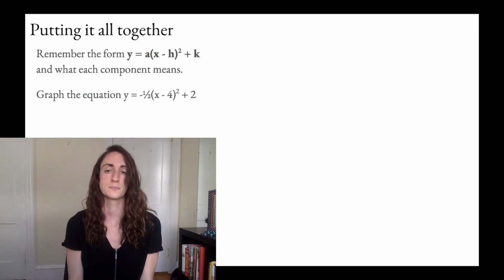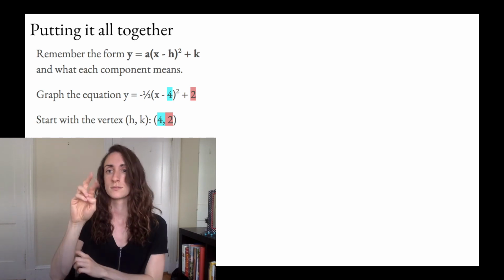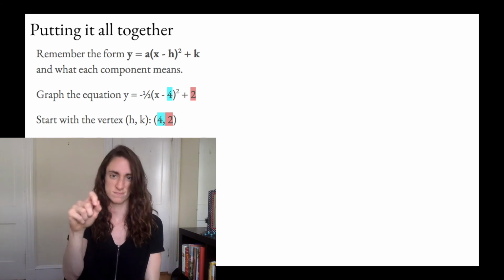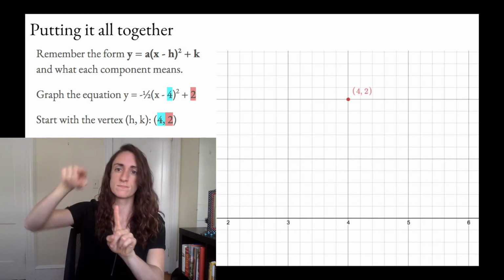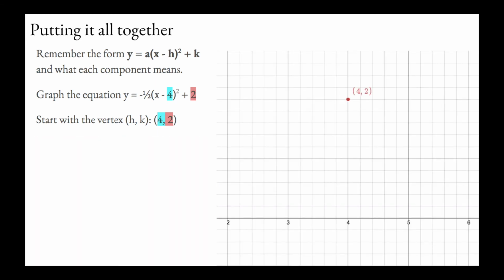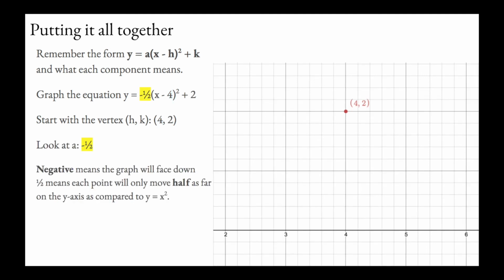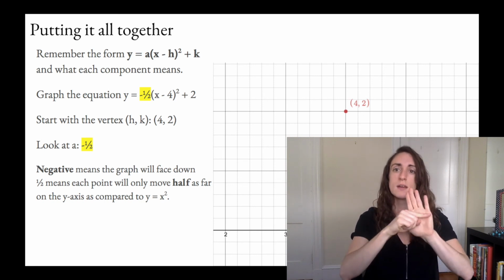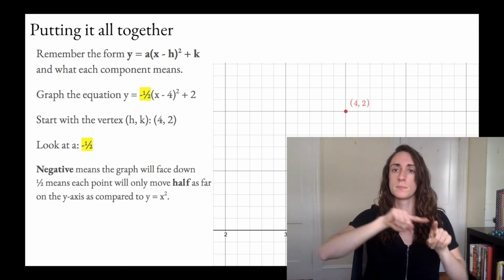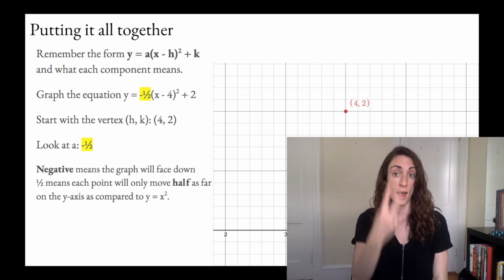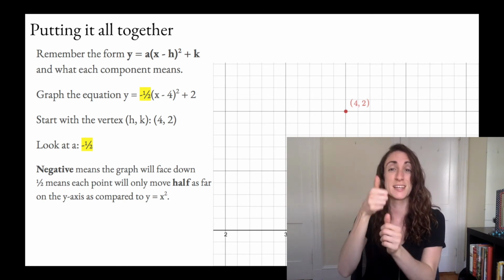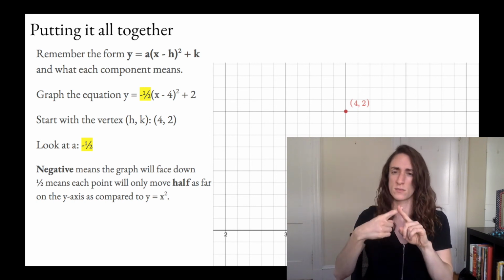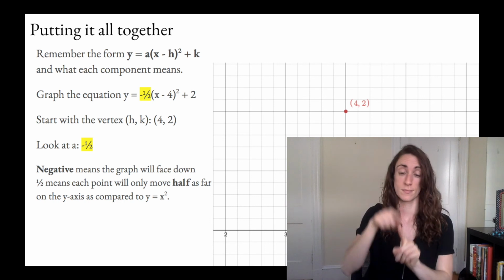So we'll start with that vertex, that point h, k, in this case 4, 2. So that'll be the vertex of our graph, and we can graph that right now. And now a is negative 1/2. So that negative means that the graph will flip and go from a U shape to a downwards facing arch. And 1/2 means that it will get vertically compressed. Each point will only go half as far from the vertex as it would on the parent function.